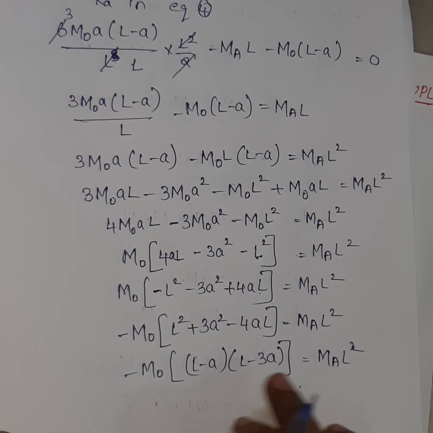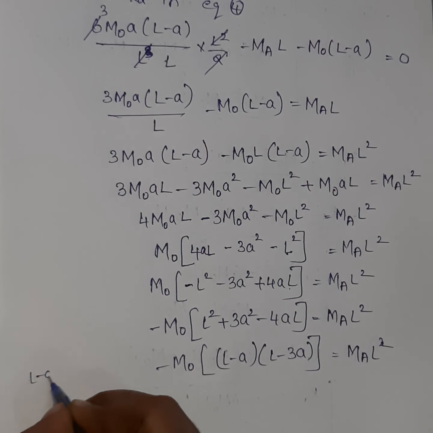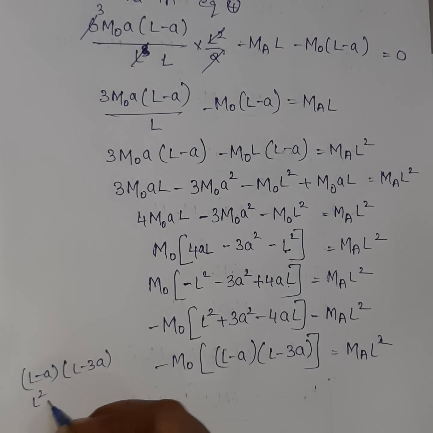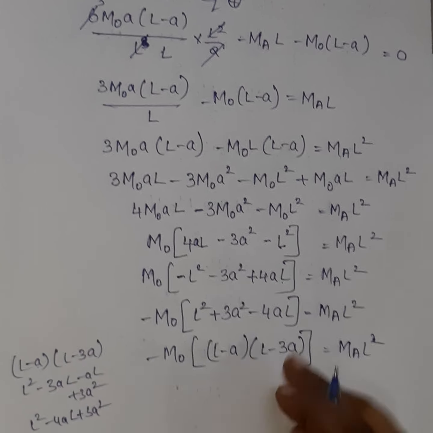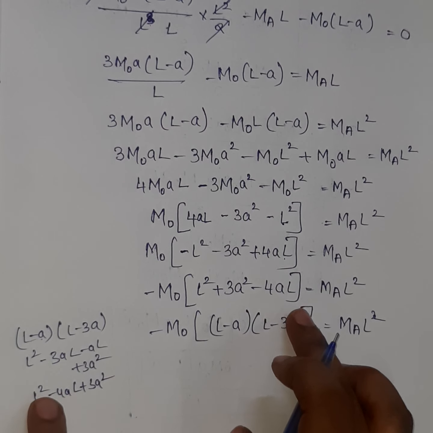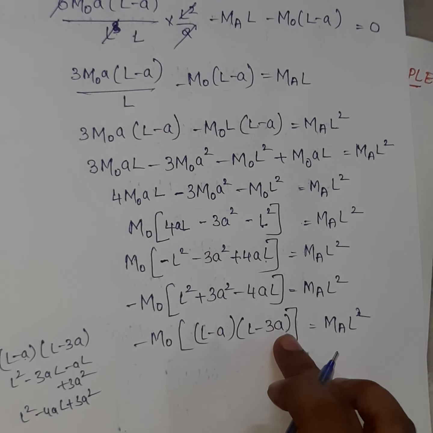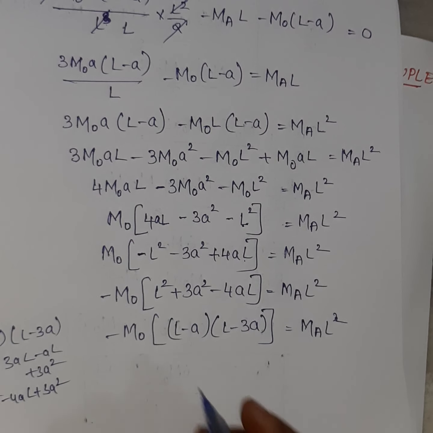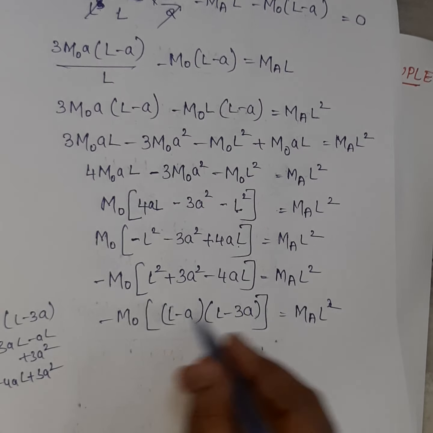See here, if you multiply these two, L minus a into L minus 3a, what do you get? L square minus 3al, with the a term minus al, plus 3a square. So you will get L square minus 4al plus 3a square. This is the term. See here, L square plus 3a square minus 4al. So I am writing like this. Okay, so how will the equation be now? I have got the value.